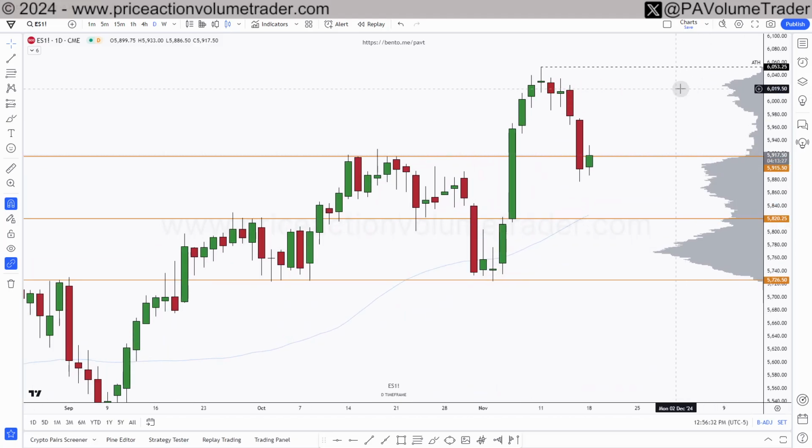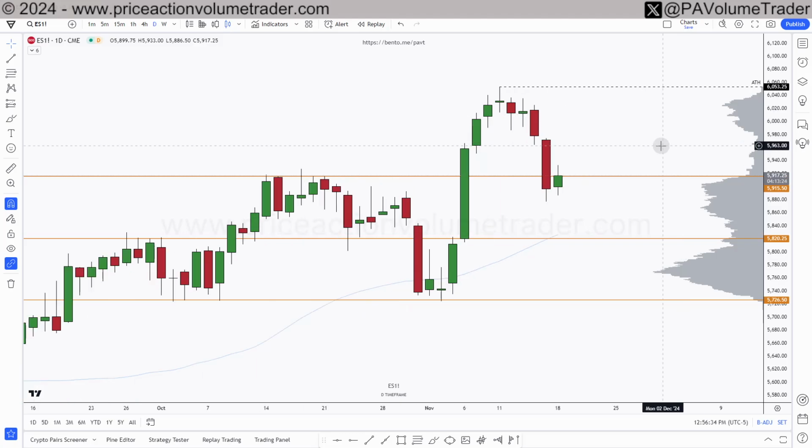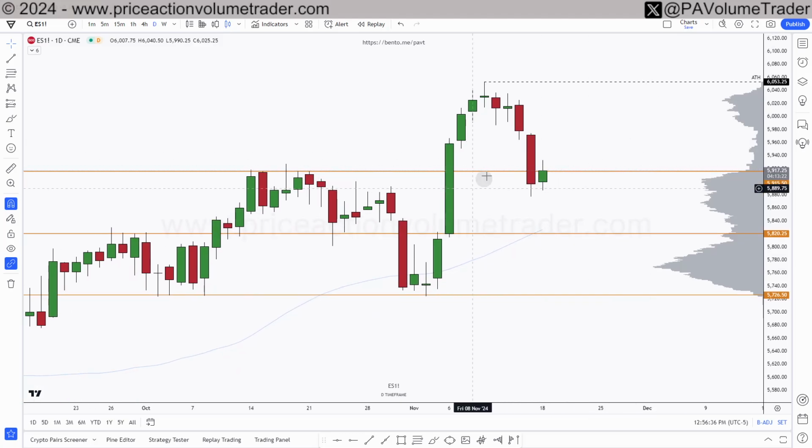So you can go back and recall that video, what I was saying, where I said this is my daily chart and this is a huge level right here, 5915.50. We have a high volume node here. Next major level down would be this one right here, 5820.25. And so this was Friday's candle close, back inside of this high volume node.